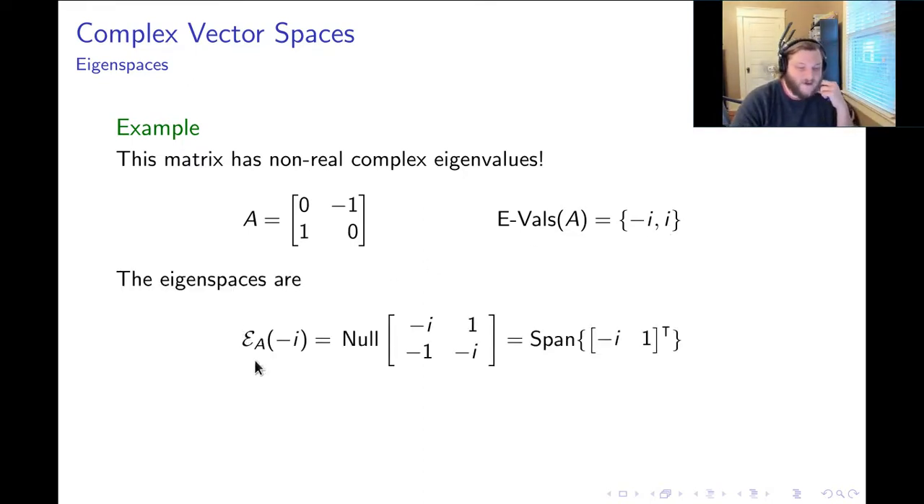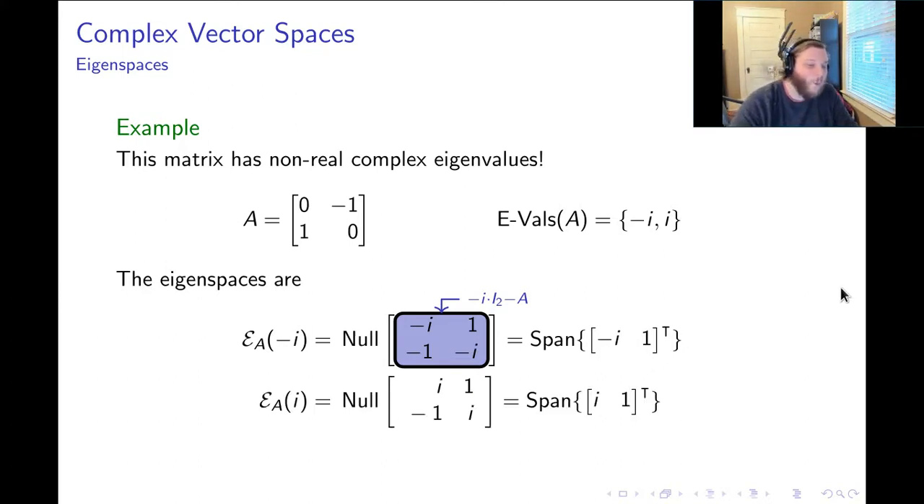Well, the first eigenspace, E sub A of -i, is the null space of the appropriate characteristic matrix, -i times the 2 by 2 identity minus A. And in this case, we can find a basis for that space, and that basis is given by the complex vector (-i, 1).